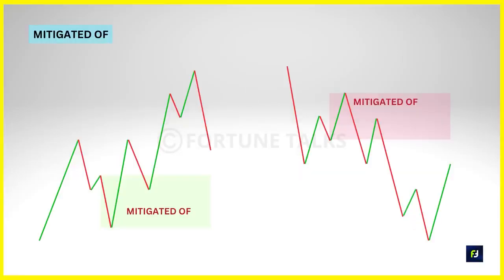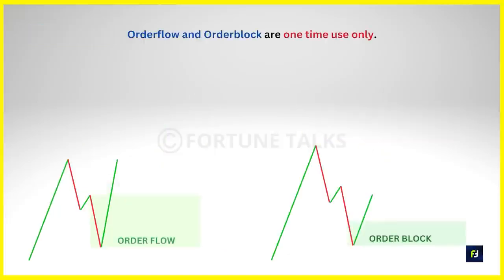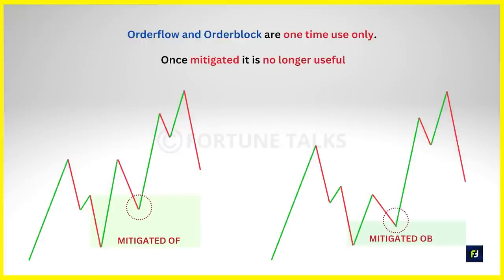Basically, a mitigated order flow is one where the price has already tested or mitigated the order flow. Think of an order flow or even an order block as a one-time use thing. Once it is tested or mitigated, it is of no use to us anymore. It is not like our typical supports or resistances where the price will respect it multiple times. But this is not the case with order flows and order blocks.